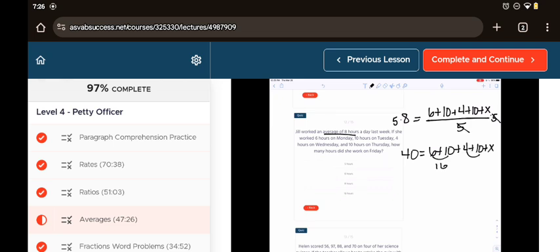So let's add these up. 6 plus 10 is 16. 4 plus 10 is 14. 16 plus 14 is 30. So 40 equals 30 plus x. So I'm going to minus 30, and x equals 10 hours. Okay, there we go.